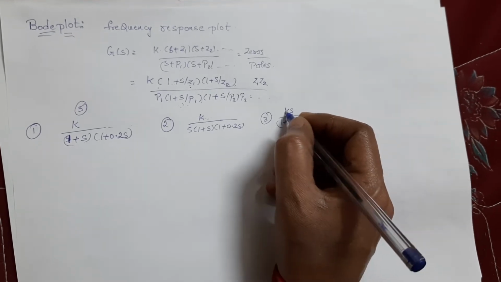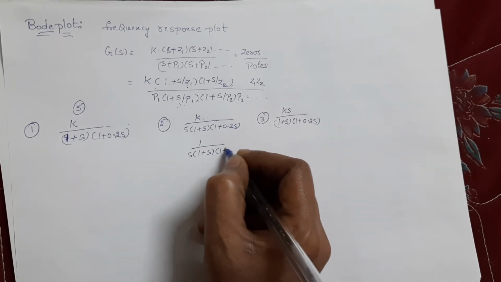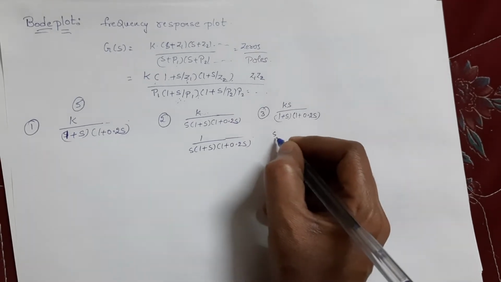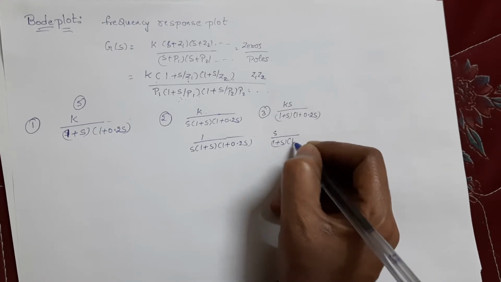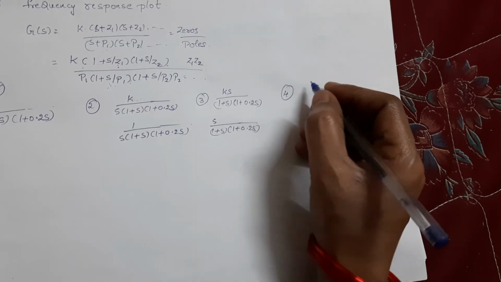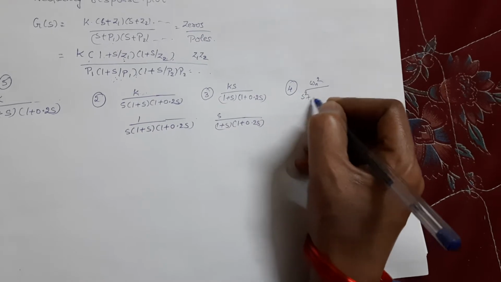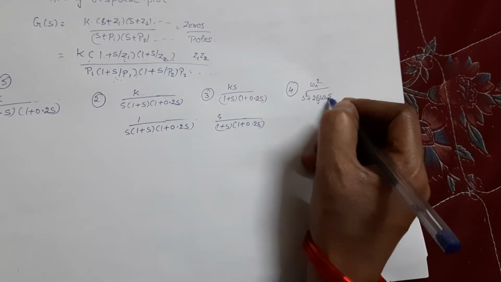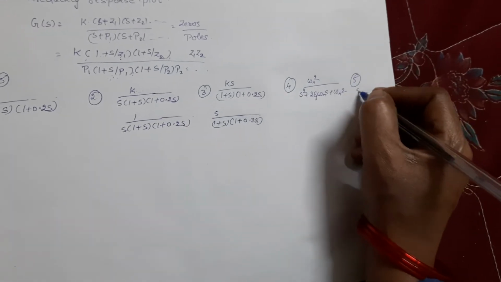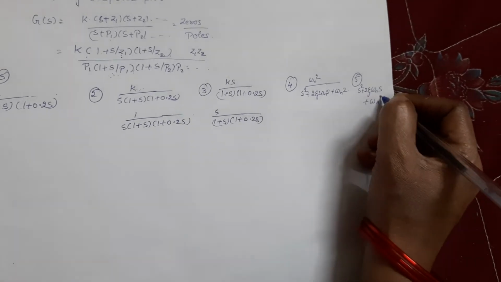He may give the k value, or he may give it as 1 by s into (1 plus s) into (1 plus 0.2s). Like this also you can expect the problem, and it can be s by (1 plus s) into (1 plus 0.2s). So this is one model, and another model is second order, in the form of omega n square by (s square plus 2 zeta omega n s plus omega n square). And the fifth variety of problem is, in the numerator you are going to have the second order function s square plus 2 zeta omega n s plus omega n square.